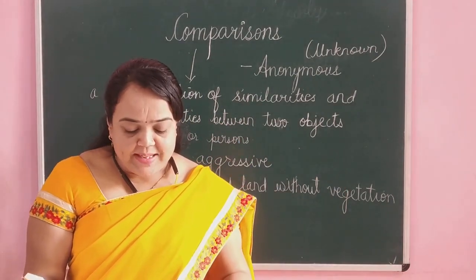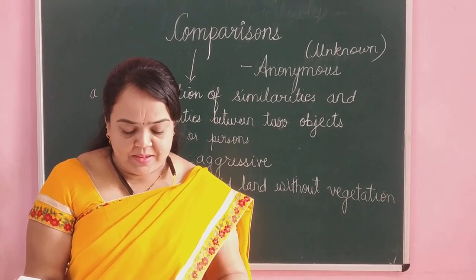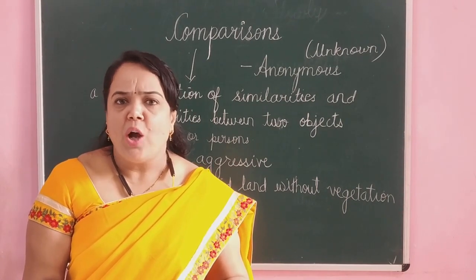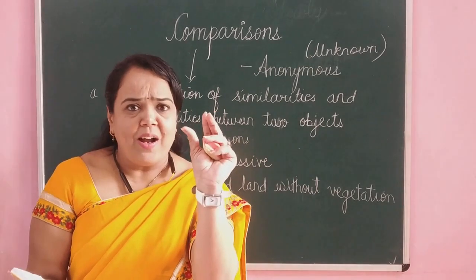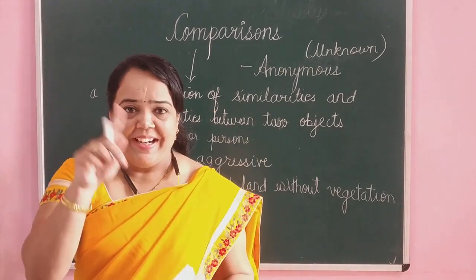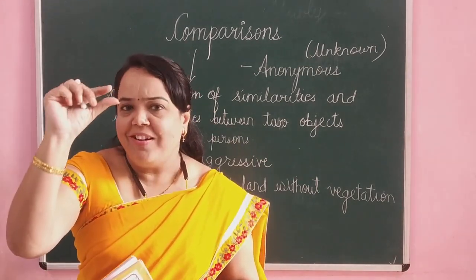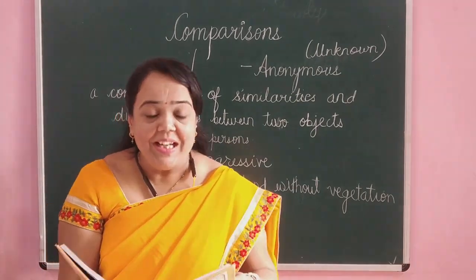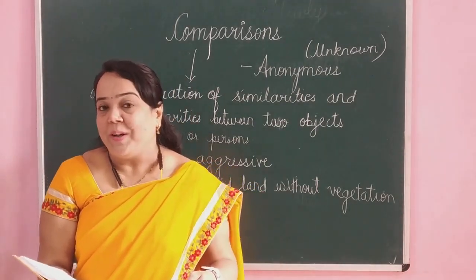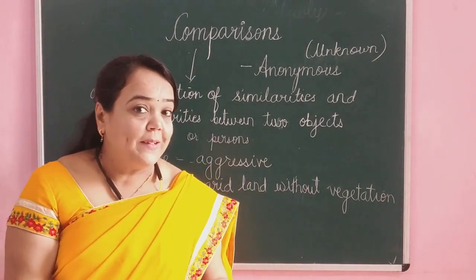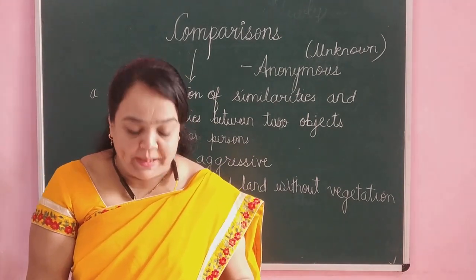Square as a house, round as a pea. How is the house? Is it round? No, it is square. And how is the pea? It's small in size and it is round in shape. So here the poet is talking about shape. Shape of the house and shape of the pea.